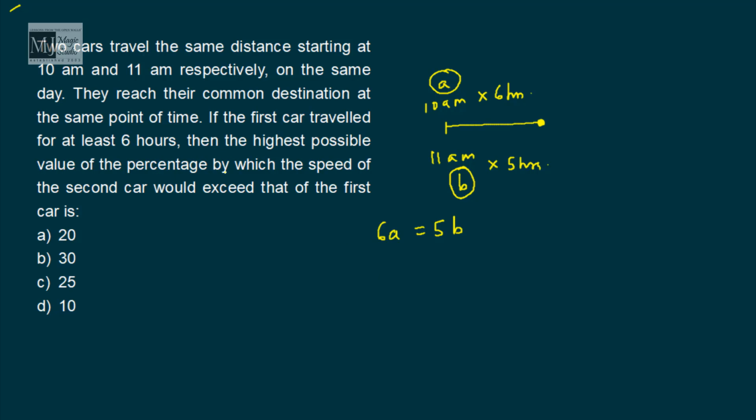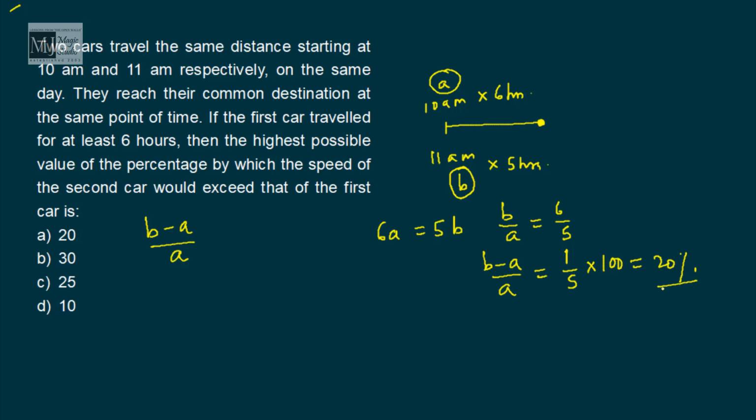Highest possible value of the percentage by which the speed of the second car would exceed that of the first. That means we are looking for B minus A by A as a percentage. So B by A is 6 by 5. If I subtract 1 from both sides, B minus A by A is 6 minus 5 is 1, 1 by 5. 1 by 5 as a percentage is 20%. So the highest possible value of the percentage by which the speed of the second car would exceed that of the first car is 20%. Option A.